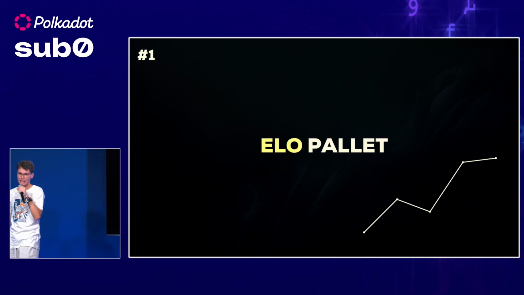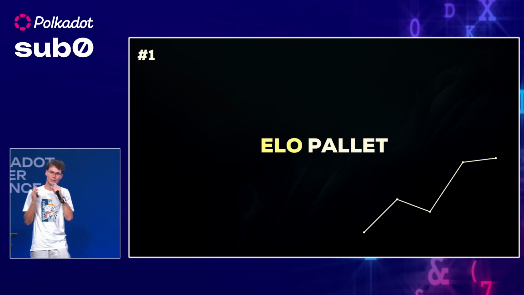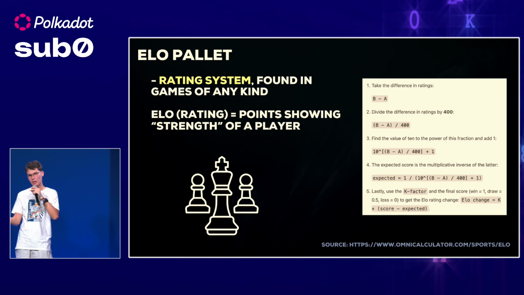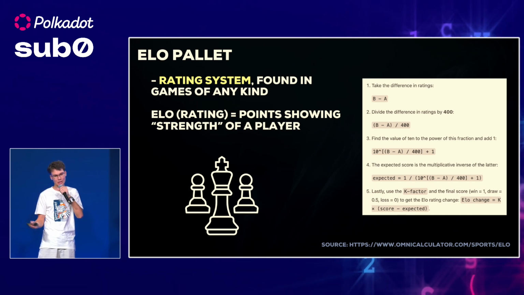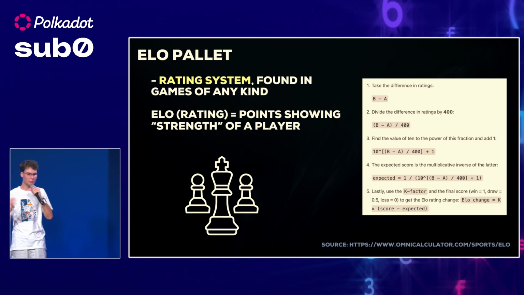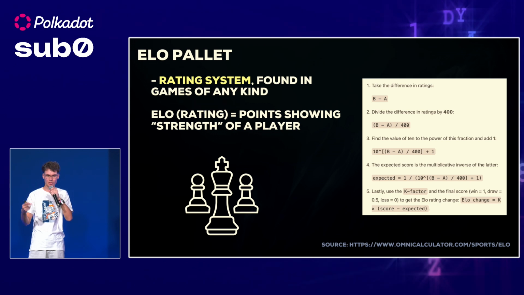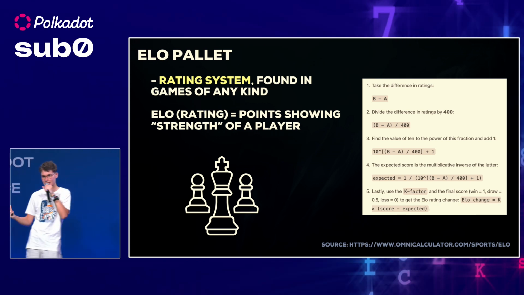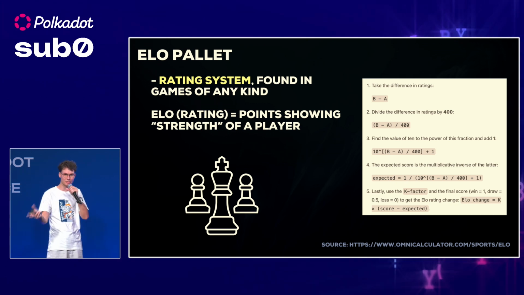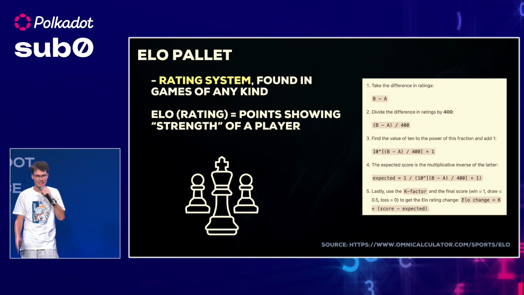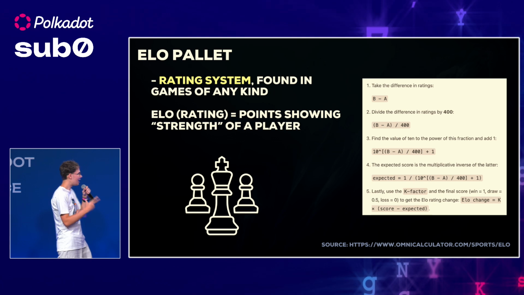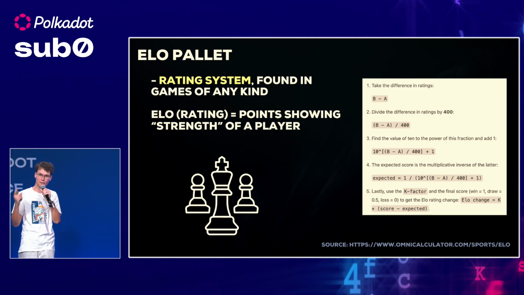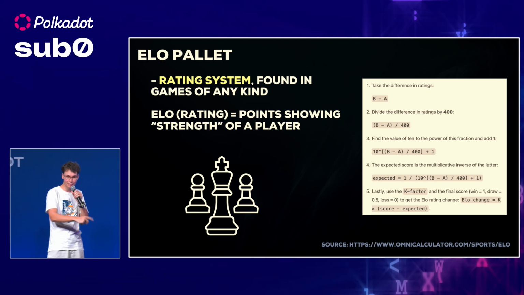Okay, so let's start with the ELO palette. The ELO palette is the simplest palette that I will show you today. So what even is ELO? ELO is a rating system which can be found in many kinds of games, especially competitive multiplayer games. So it can be found in chess or Go or maybe Counter-Strike or League of Legends. And ELO ratings are points that show the strength of a player at that given game.